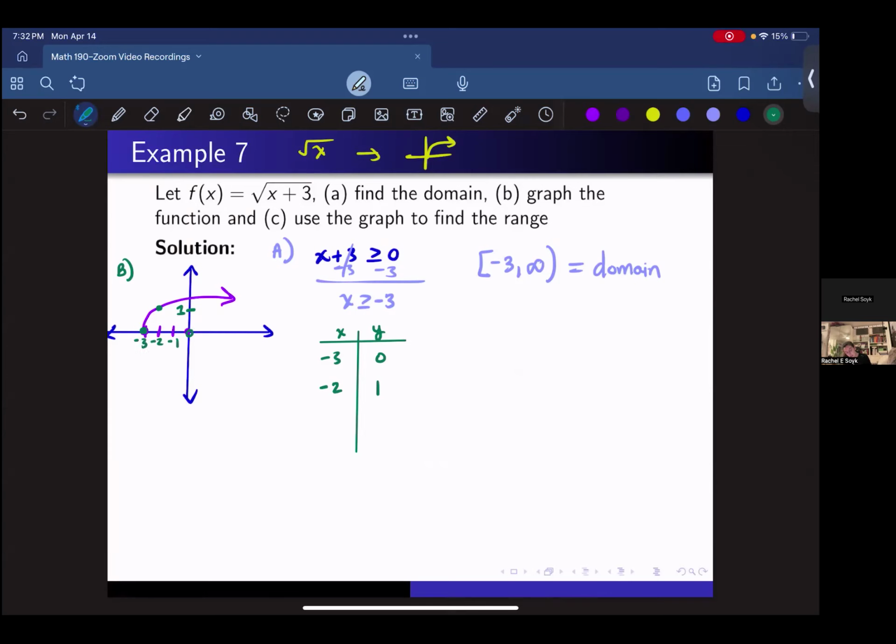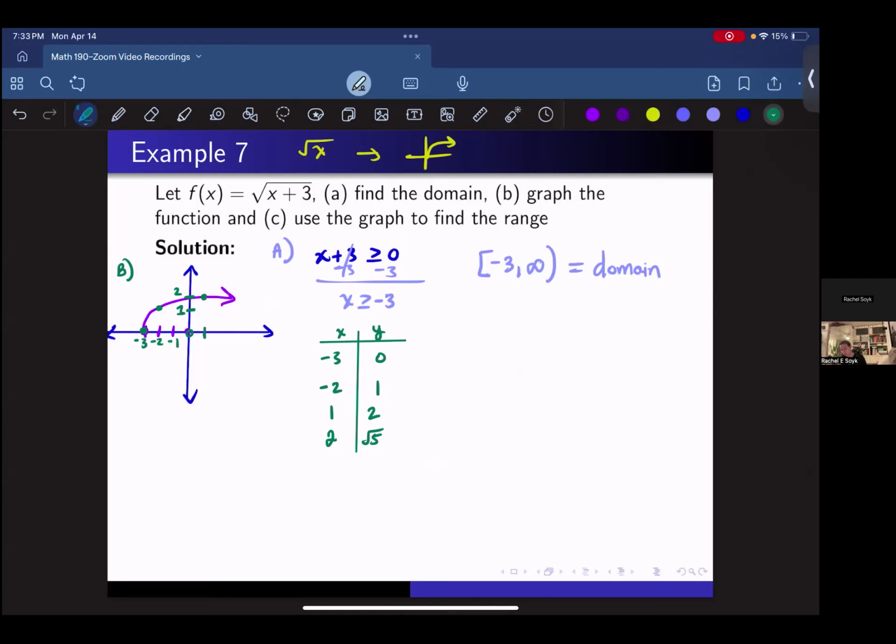When x is 1, we have 1 plus 3, square root of 4 is 2. So 1, make this 2. And then when x is 2, we have 2 plus 3, square root of 5, which is a little higher than 2. And this is just slowly increasing. Beautiful. So we did that well.